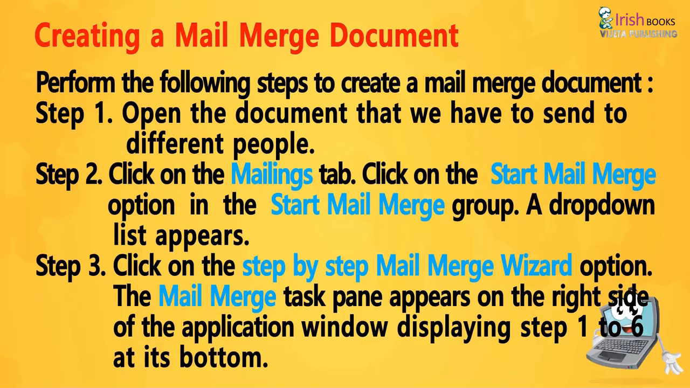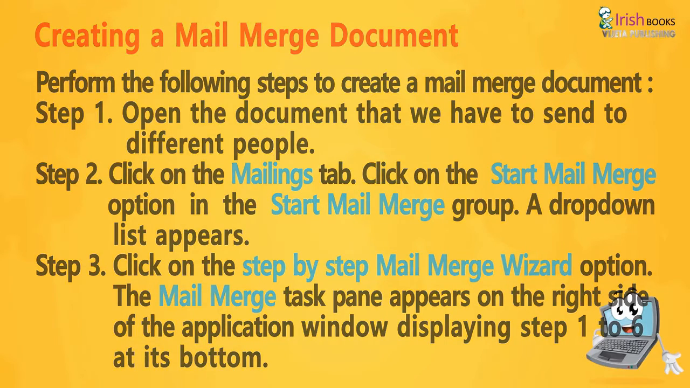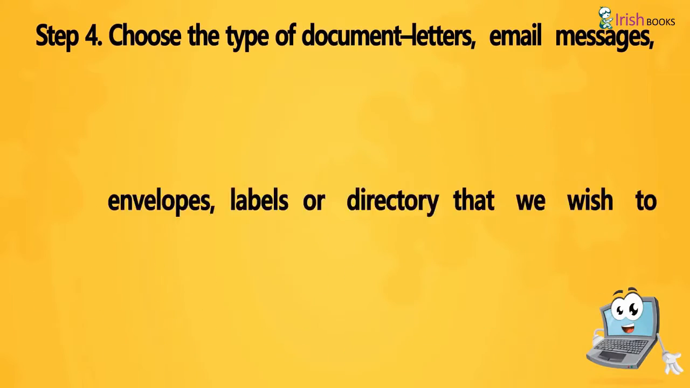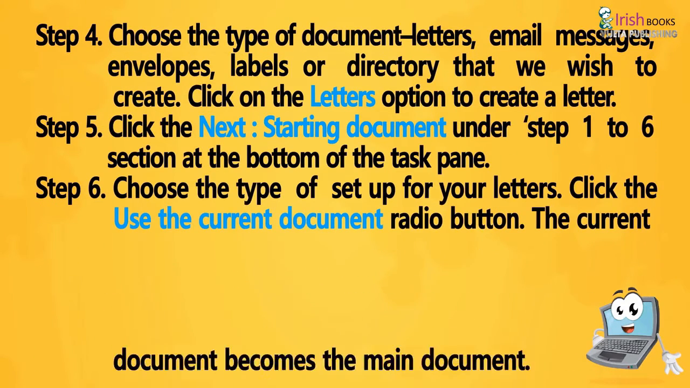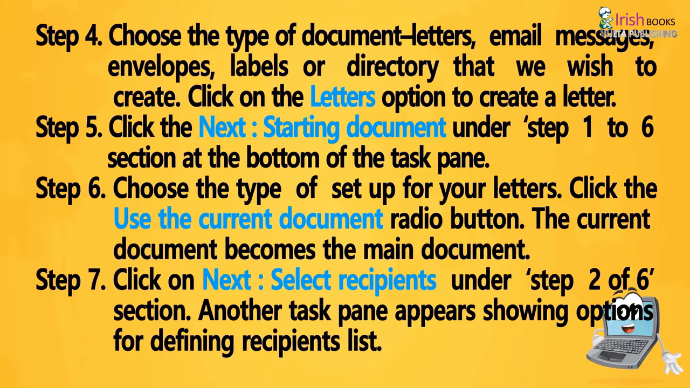The Mail Merge task pane appears on the right side of the application window, displaying Step 1 to 6 at its bottom. Step 4. Choose the type of document: letters, email messages, envelopes, labels, or directory that we wish to create. Click on the Letters option to create a letter. Step 5. Click the Next: Starting Document under Step 1 to 6 section at the bottom of the task pane.